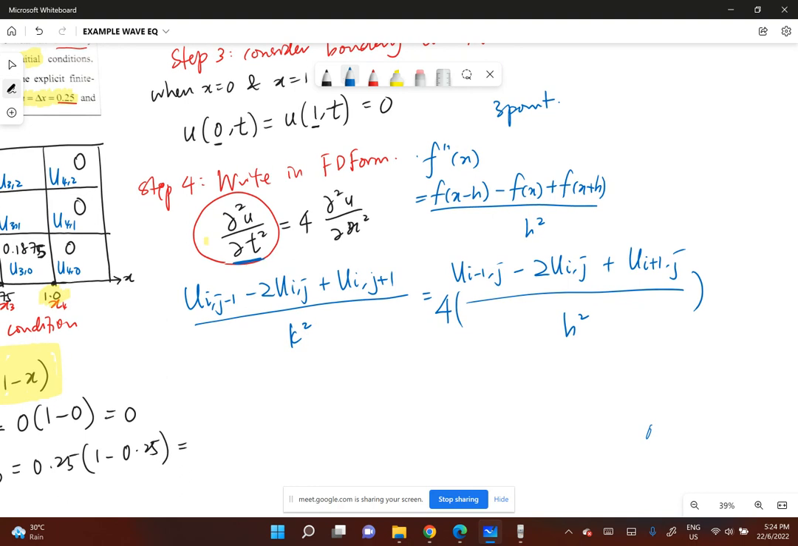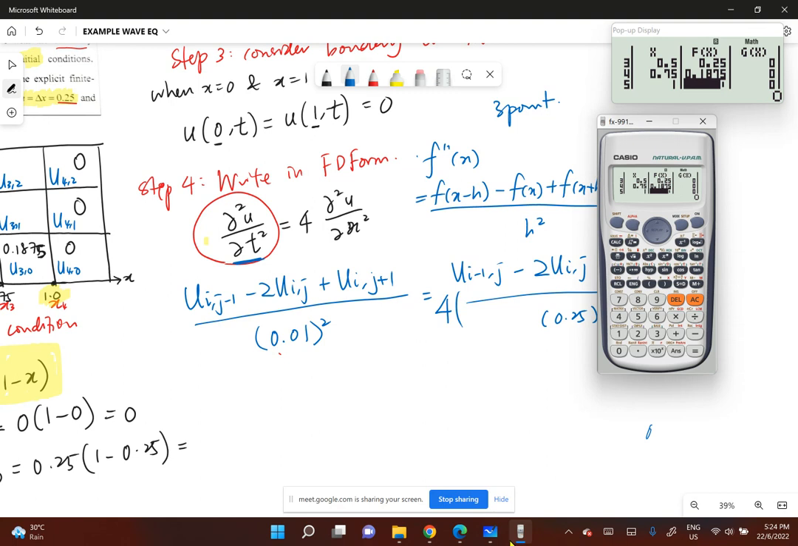So, now I will substitute the value of this one. k is 0.01 square, and then h is 0.25 square. So, where? Use calculator.